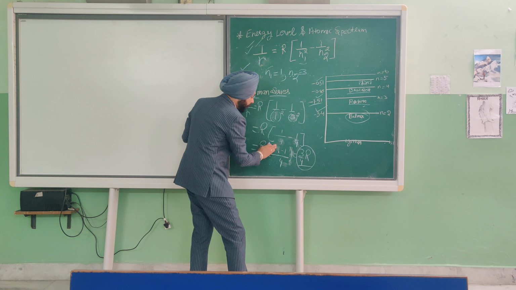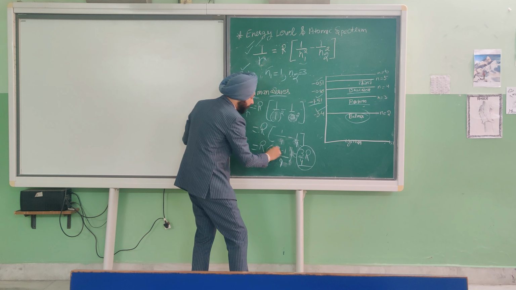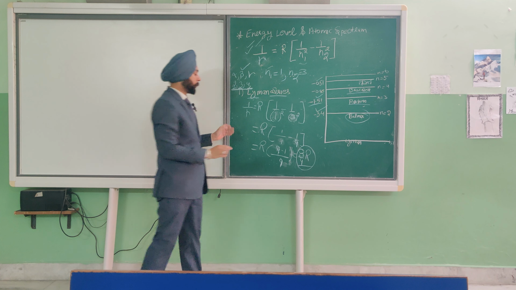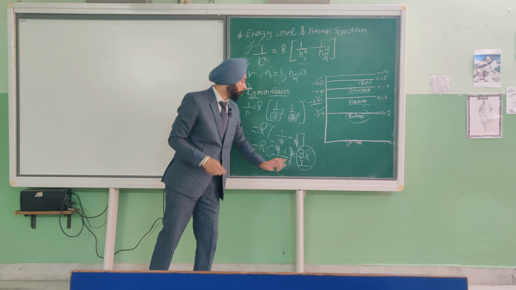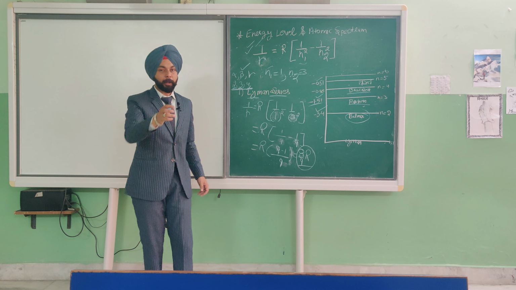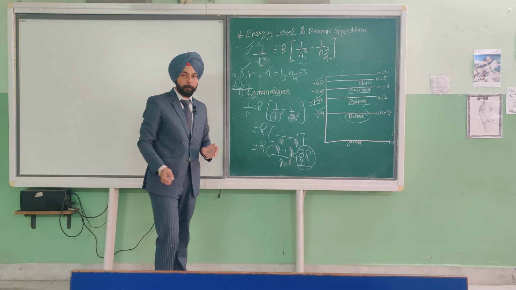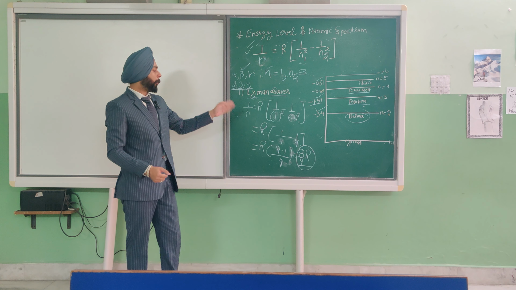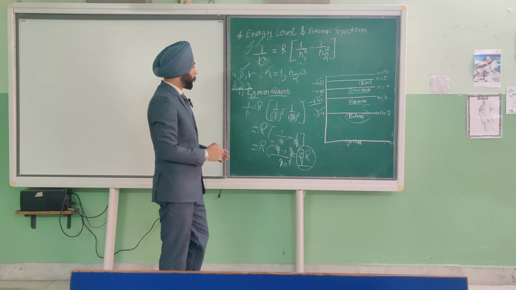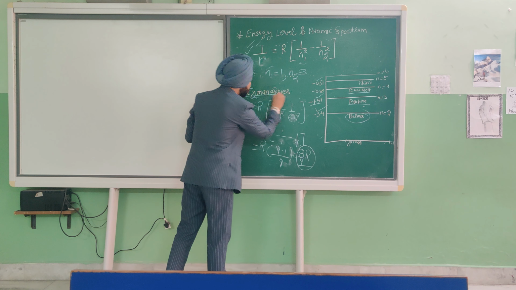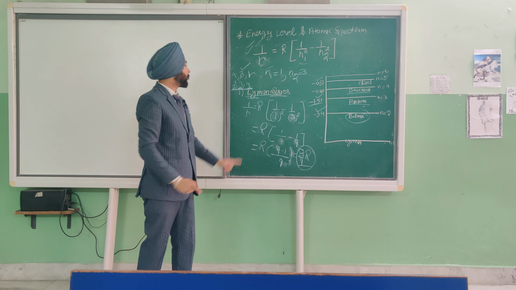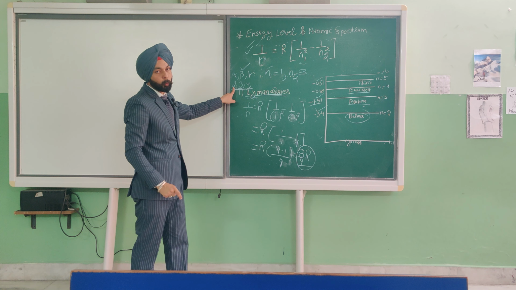So then when we take the LCM, 9 is the LCM, 9 minus 1, so the result is 8 upon 9R. When you put the gamma value, then 1 upon 1 minus 1 upon 4 square. Okay, so the most important thing here is that the Lyman series starts from n2 = 2.